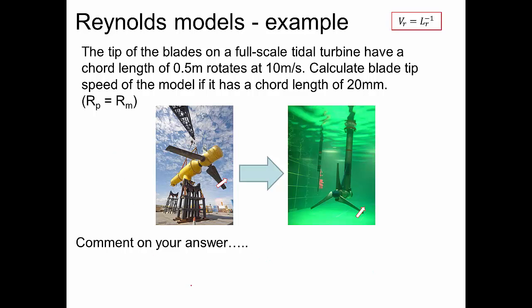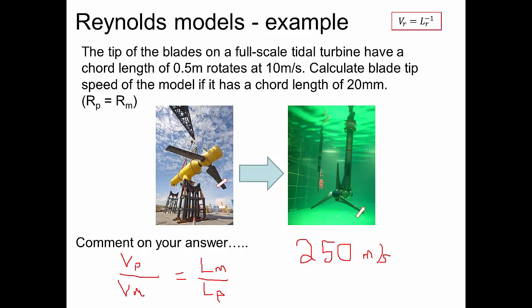Now, again, the velocity ratio is equal to the inverse length ratio. So we've got the velocity in the prototype divided by velocity in the model. Oops, terrible handwriting. Equals the length in the model over length in the prototype. Okay, if you plug the numbers in to keep the same Reynolds number across my smaller blades, they have to rotate at 250 meters per second.